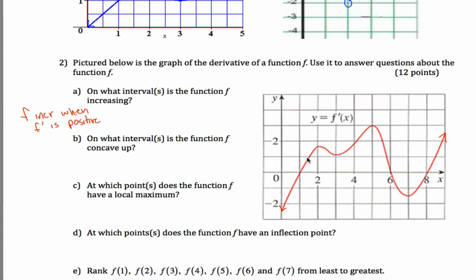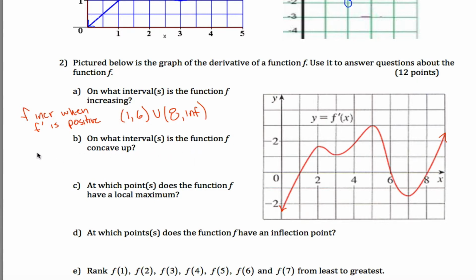So when is f prime positive? Well, look at the picture. When is this above the x-axis? Looks to me to be everywhere from 1 all the way up to 6. I don't want to include 1 or 6 because at both 1 and 6, the function is not increasing. It's flat because the height is 0. And then again, from it looks like 8 up to forever, up to infinity. On those intervals, the derivative is positive, therefore the function is increasing.